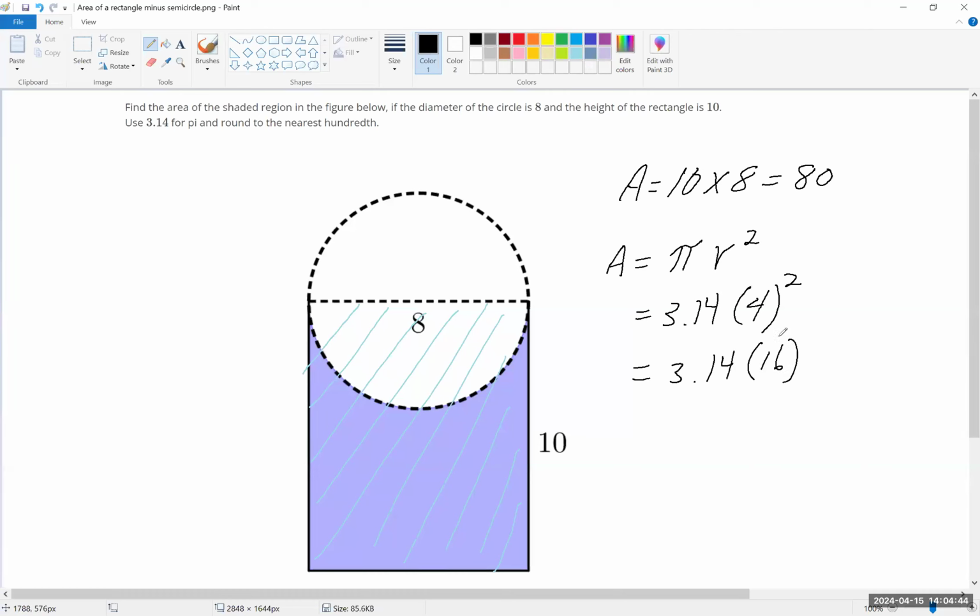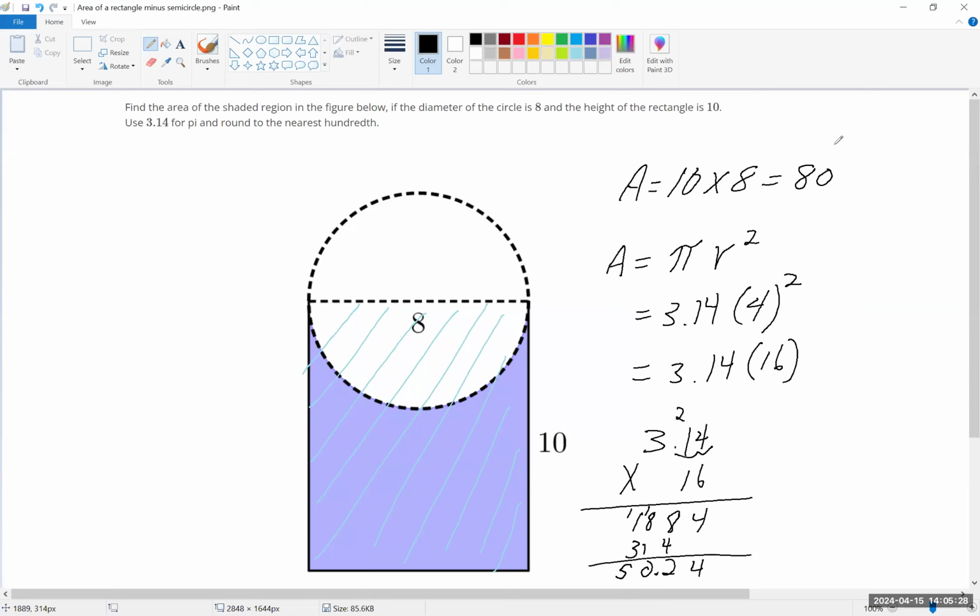times 16. And we could use a calculator, but I think it's easy enough to use long division. So I'm going to do it this way. 6 times 4 is 24. 6 times 1 is 6, 7, 8. 6 times 3 is 18. Then I've got 3, 1, 4. It's 4, 12, 10, and we move the decimal over twice. So I'm getting 50.24, but of course that's the area of the entire circle.